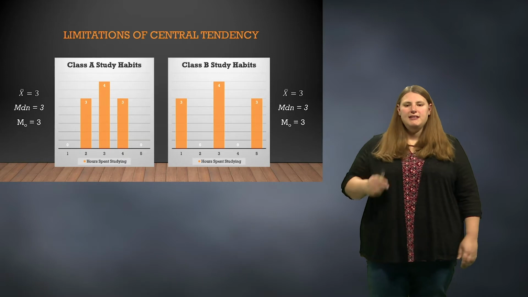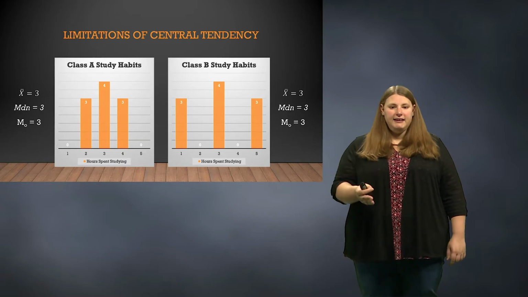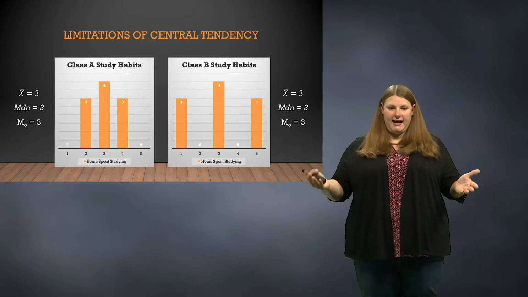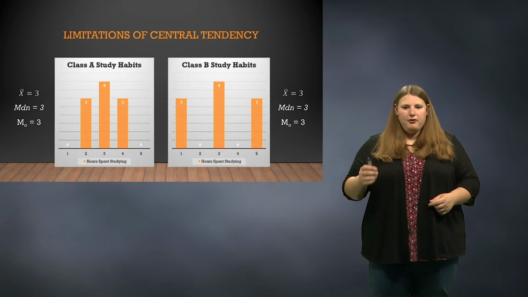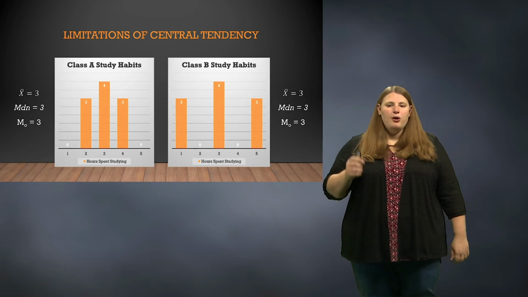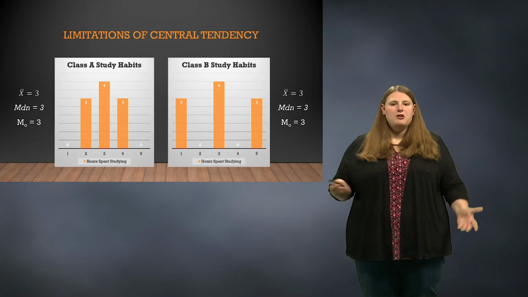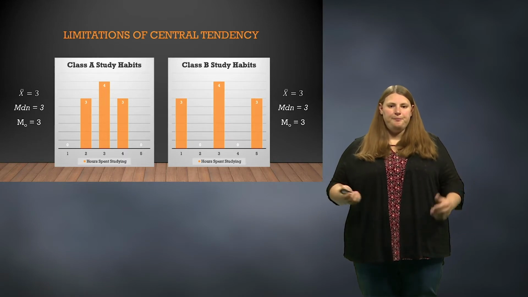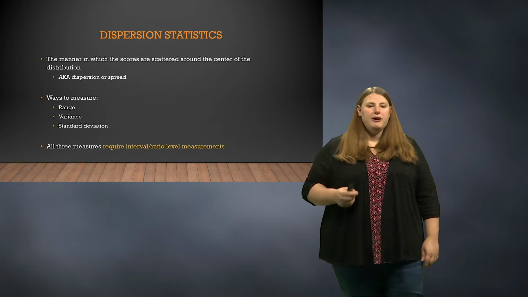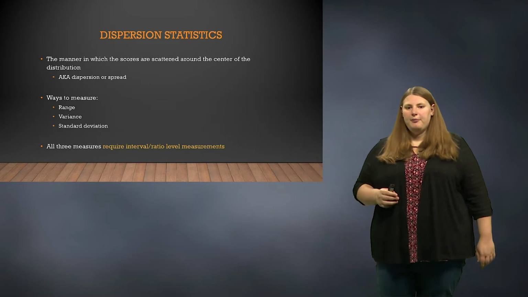For instance, look at these two classes here. It's clear from the graphs that Class A and Class B study differently. But if we look at the central tendency values, both of these examples have the exact same central tendency statistics. So how do we differentiate between the two? This is where dispersion statistics are more valuable.